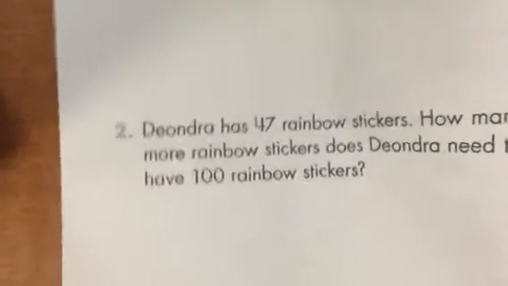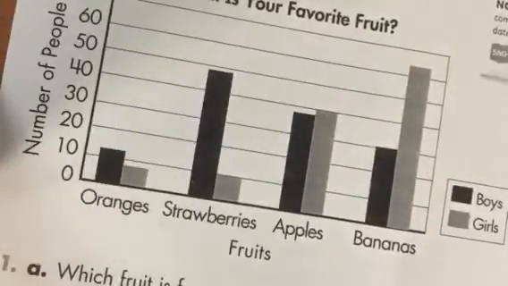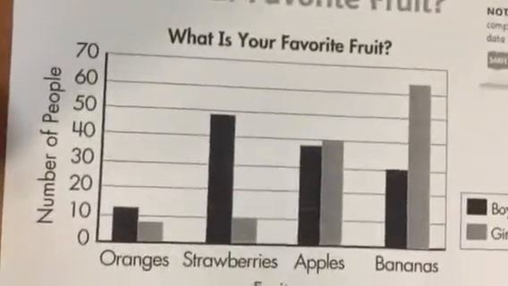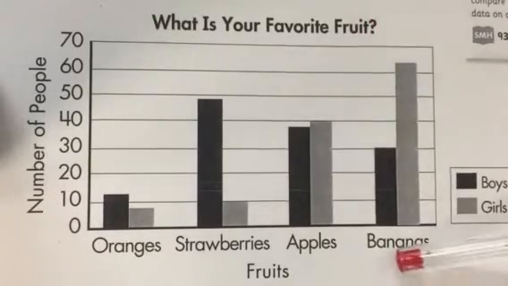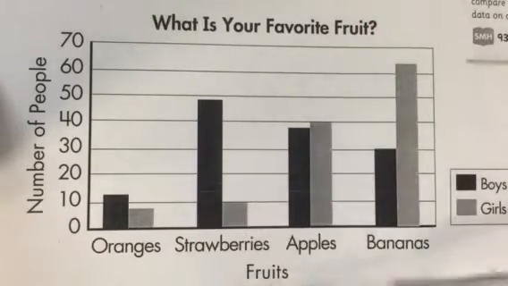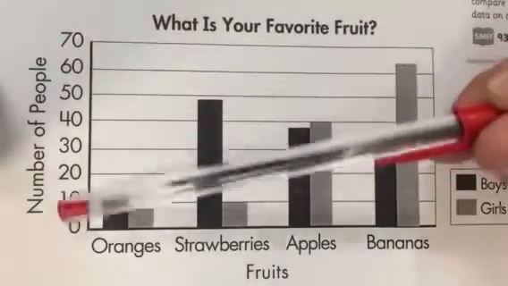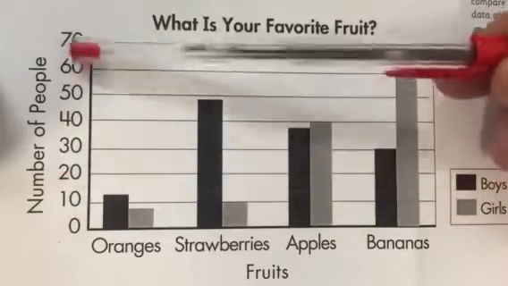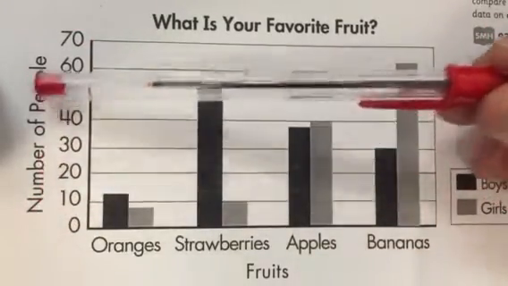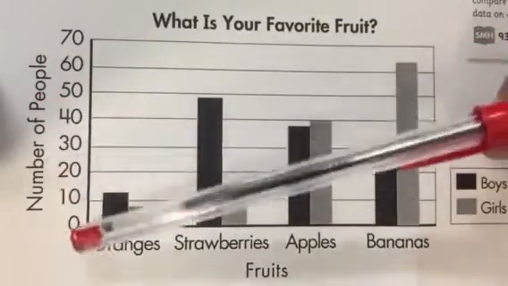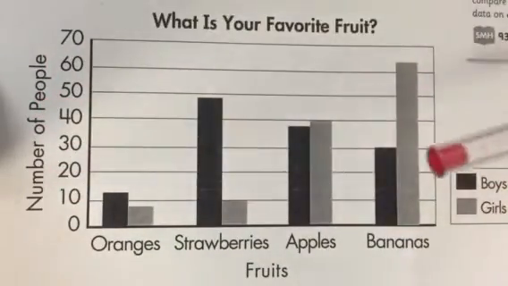So let's start on the graph side, the double bar graph side. Before I do anything, I always want to look at my graph, and it says, what is your favorite fruit? I see bananas, apples, strawberries, oranges, so I know that these are my fruits because of the label down here. And then I do have this thing over here. If you remember, this is called the scale. On the side, it tells us what these numbers mean. So these numbers are the number of people that picked their favorite fruits here.